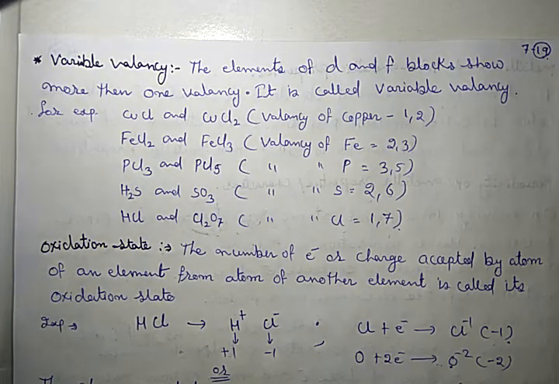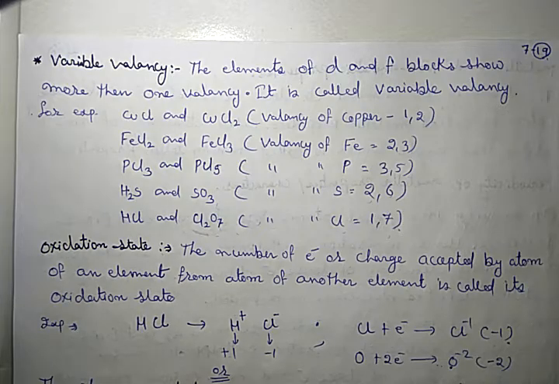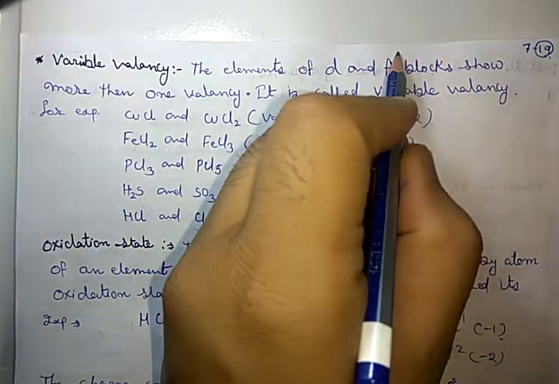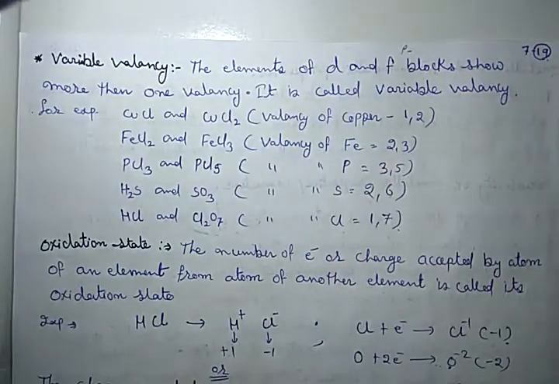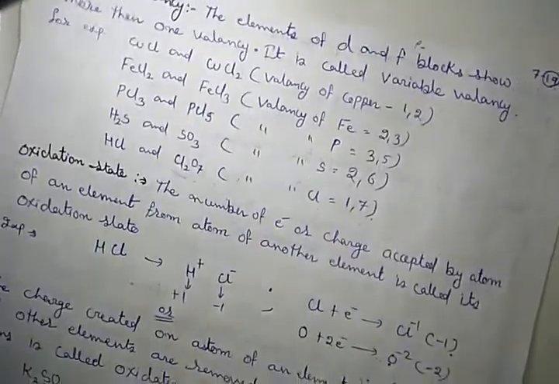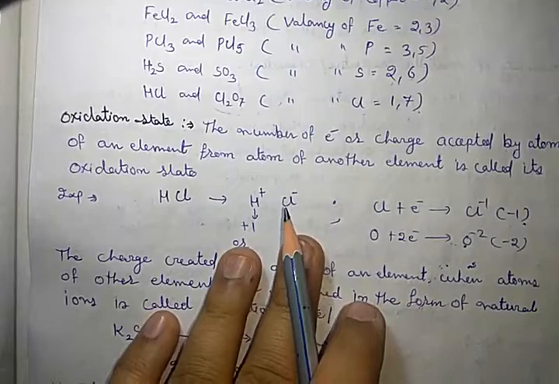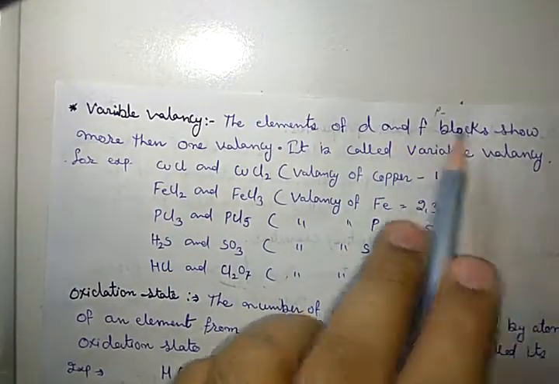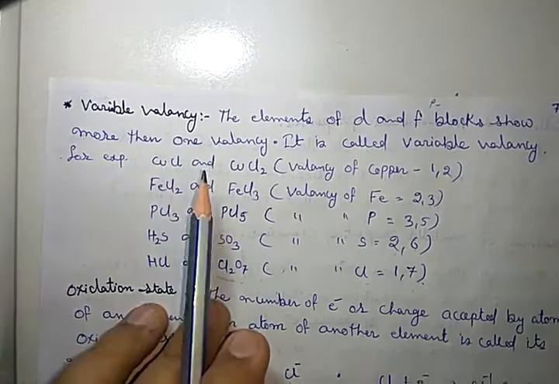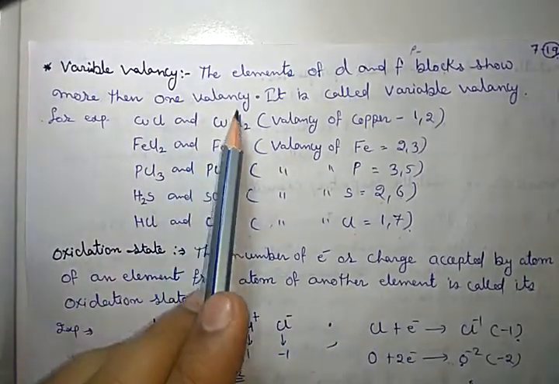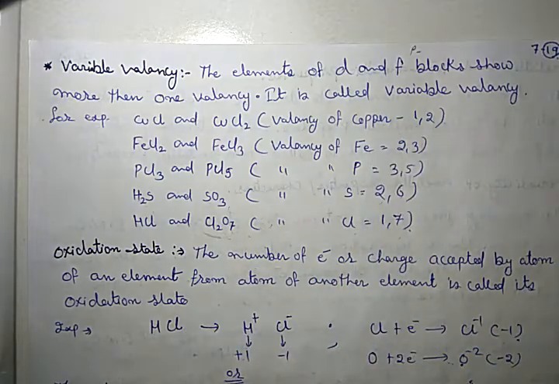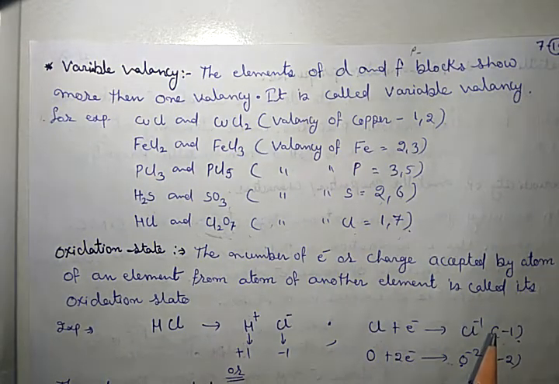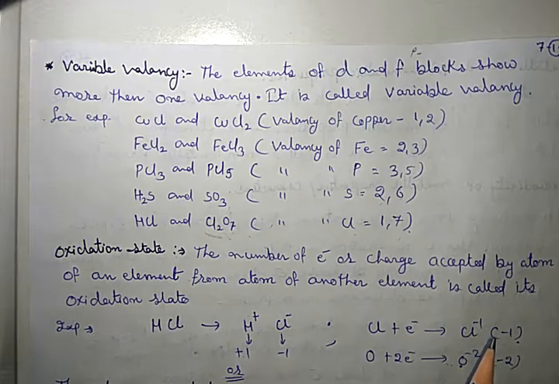Now let's come to the topic, that is variable valency. The elements of the D and F blocks, and a few P block elements also, show more than one valency. It is called variable valency. That means showing more than one valency. That property is known as variable valency.